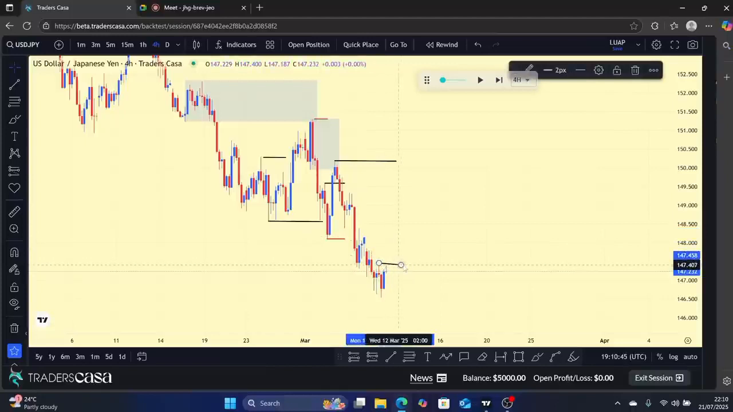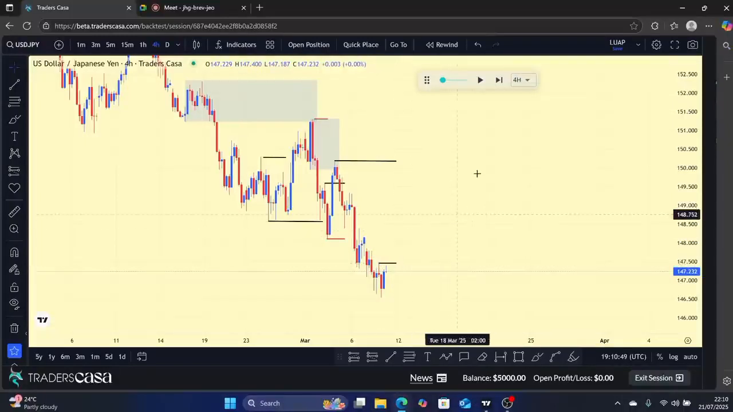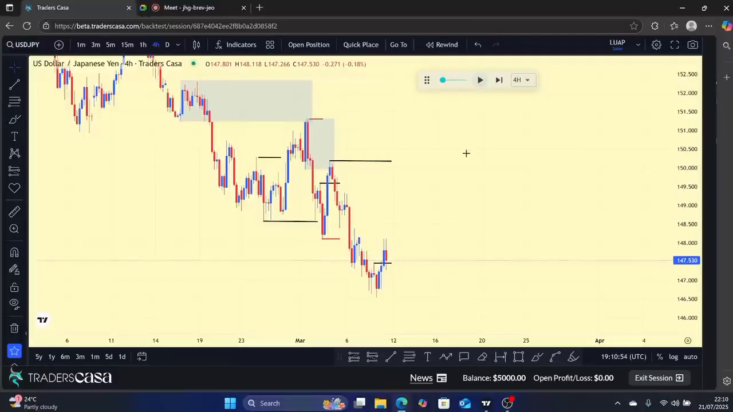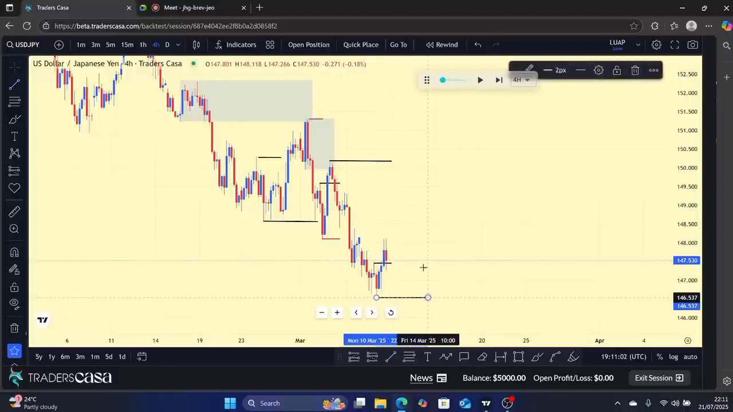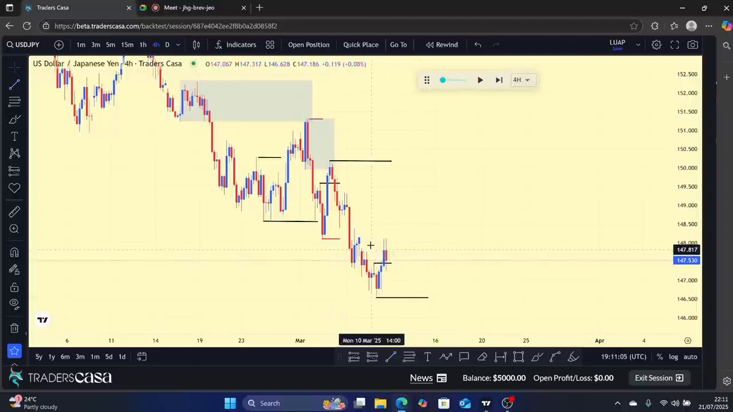Yeah, exactly right there. Not until that inducement is taken out can I start marking the order flows. Exactly right there, you can see this is not a sweep, but it is a liquidity run. So this means that I will now be marking the POIs, or this is the right moment to mark the POIs.